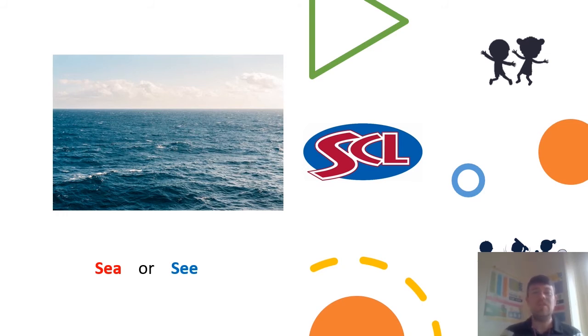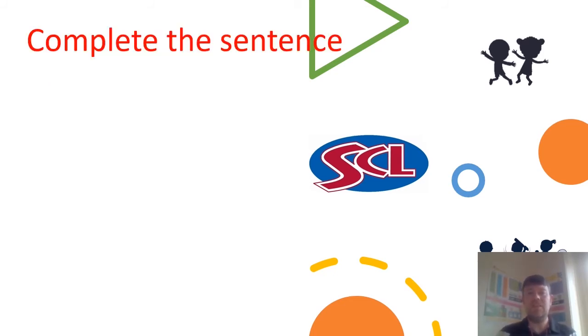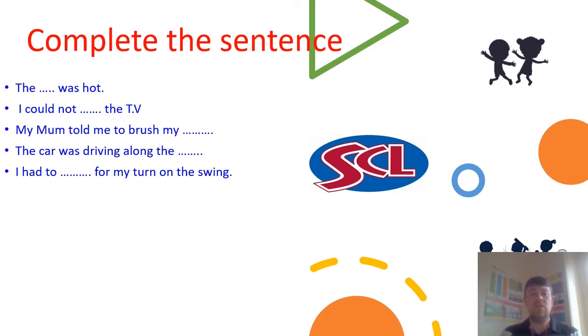So now we understand what homophones are, can we put them into a sentence? So can we write a sentence using the correct homophone? That's what I'd like you to do now. So complete these sentences using the correct homophone. So you can see there are words missing from each sentence. That something was hot. I could not something the TV.